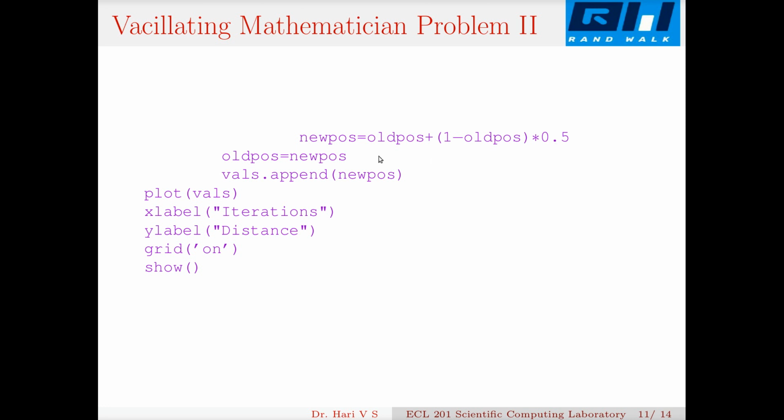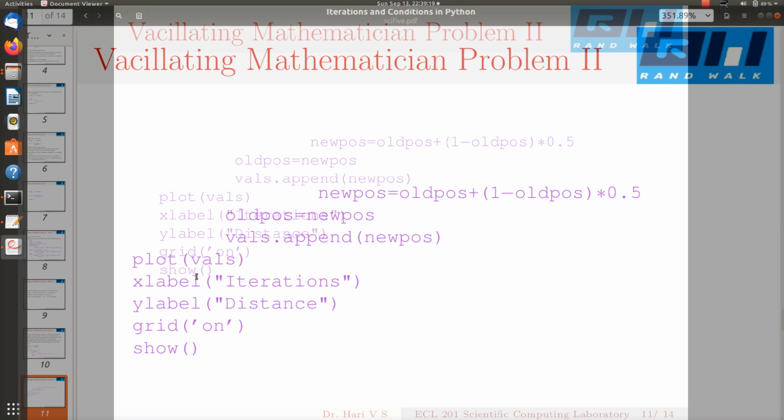Okay, so then the old position becomes the new position. These new position values are appended to my blank array. So then I plot the values. X label is given, Y label is distance, grid is on, and show. I will show that she will be walking indefinitely between the points 1/3 and 2/3.